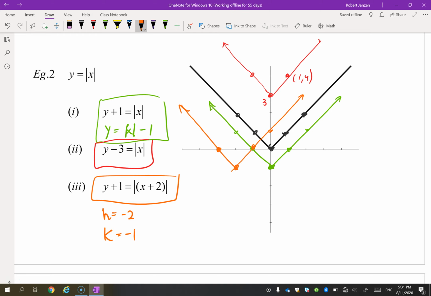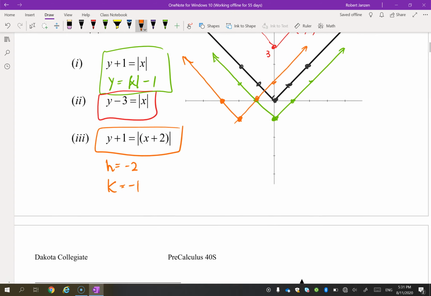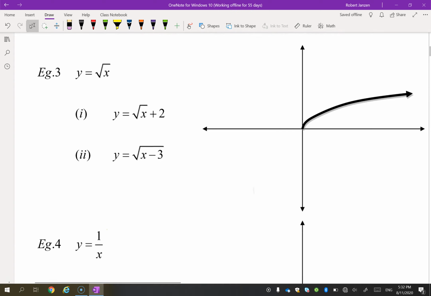Okay. So that is transformations, just moving them left or right. We call those translations. Okay. One that you're not quite as familiar with, but hopefully you've done your homework and now you can label these points.